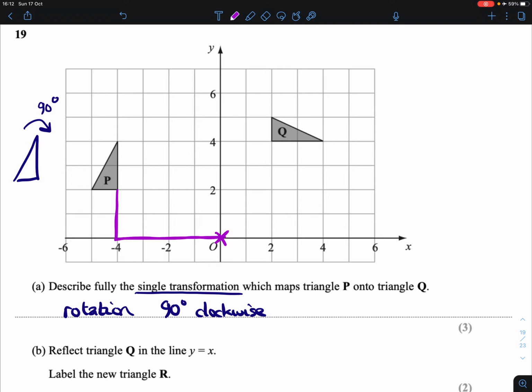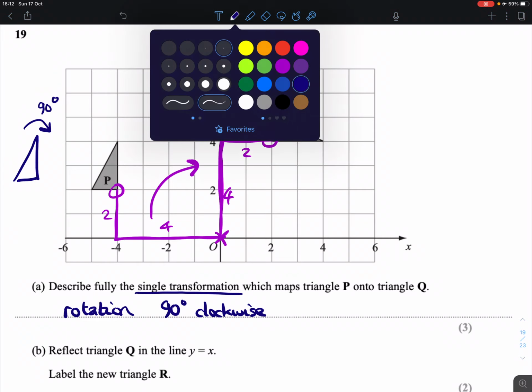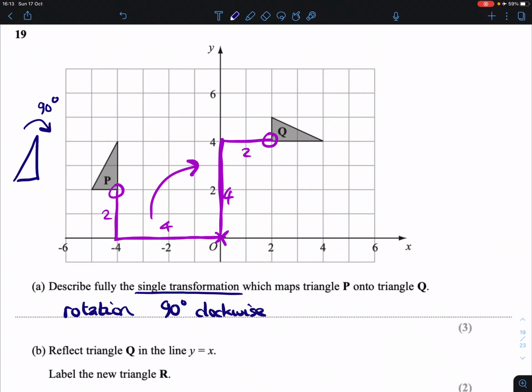That L shape like so is 4 and 2 in length, and then when you rotate that 90 degrees clockwise, you end up 4 high, and you end up with 2 across. More importantly, that corner matches there, which means the origin is the point of the center of rotation. So rotation 90 degrees clockwise, you can say about or you can say around the point 0, 0. You could also say origin as well, I guess, but 0, 0 would be more formal. So that's us described a rotation.